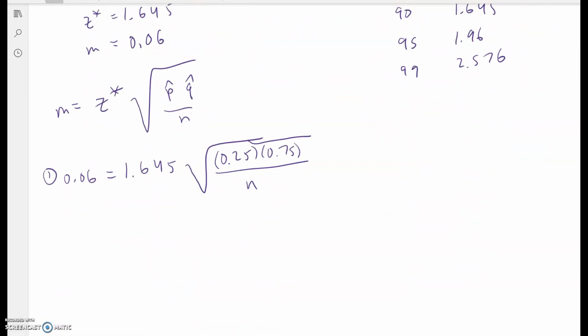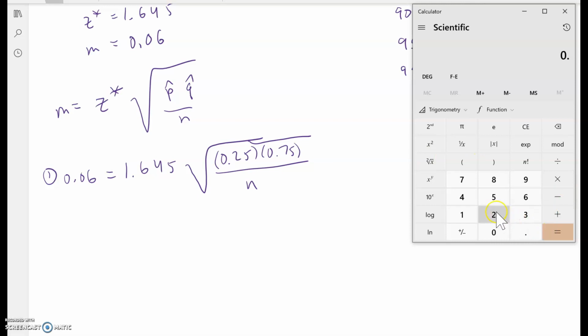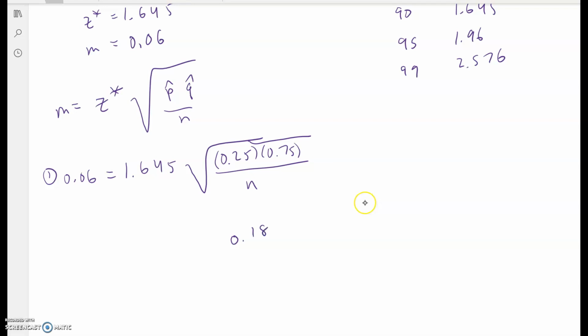And so the opposite of square root is square. The opposite of multiply is divide, and so on. Okay, so let's start with 0.25 times 0.75. So 0.25 times 0.75 equals 0.1875. Divided by n, square root, 1.645, equals 0.06. Okay, so from this point, you just do everything backwards.